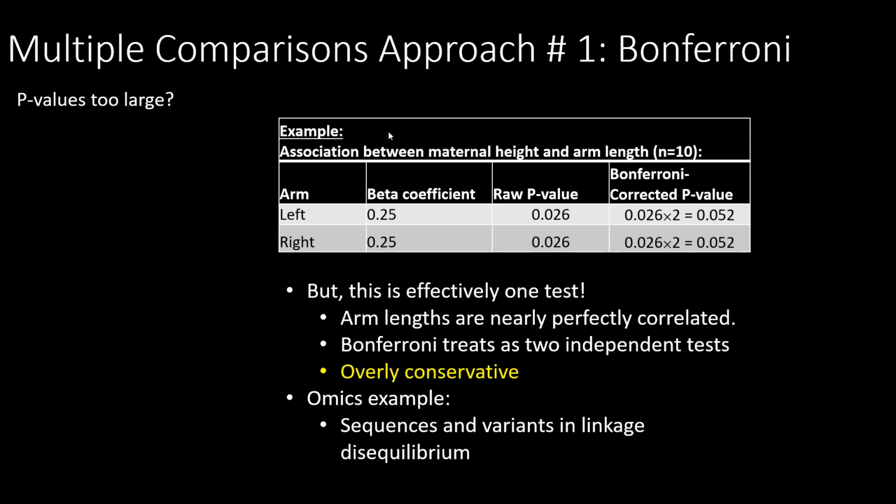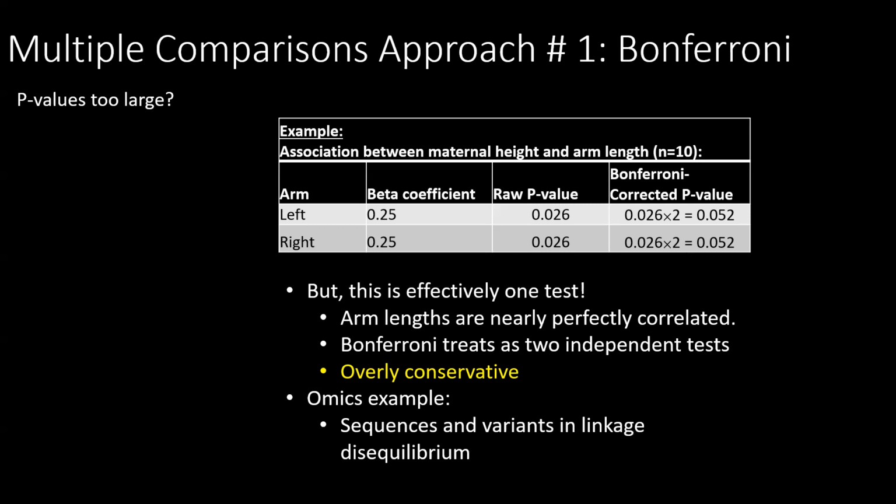So we're doing our second test, which is to look at the association between your right arm length and your maternal height. And shocker, your coefficient tends to be exactly the same. Your raw p-value is exactly the same. But if you correct it, you go above that 0.05 threshold. So should you adjust or not, or why are we seeing this?